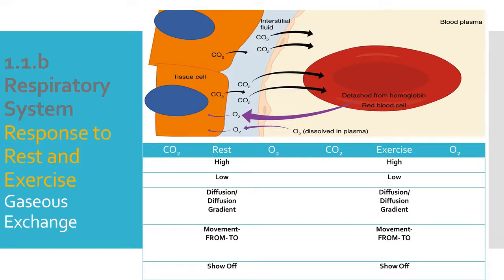And then if we do O2 at rest, well, we know O2 is high in the capillaries because it's combined with hemoglobin. It's been transported around the body to the respiring cells. It's low in the muscles and the cells because it's being used for aerobic respiration and energy production. Diffusion is the movement of particles from an area of high pressure to an area of low pressure. Therefore, oxygen moves down a diffusion gradient from the capillaries into the muscles, where it can be used for aerobic respiration and energy production.